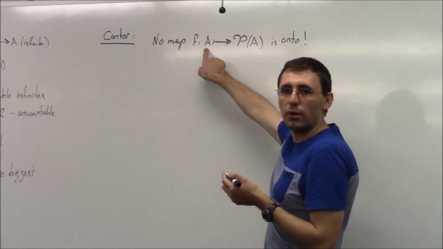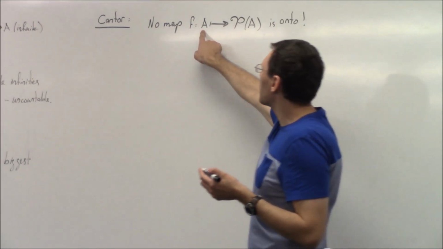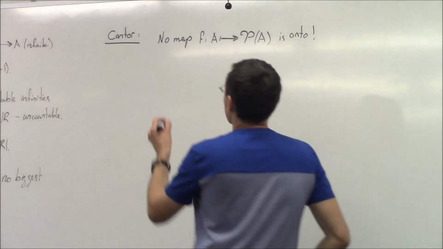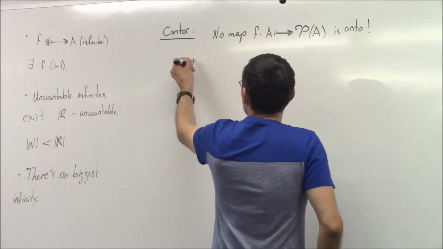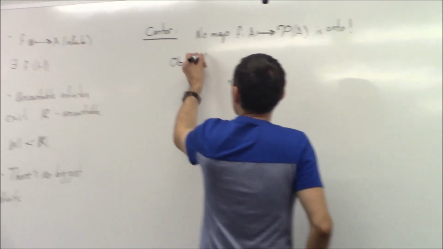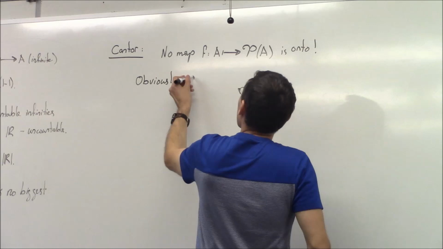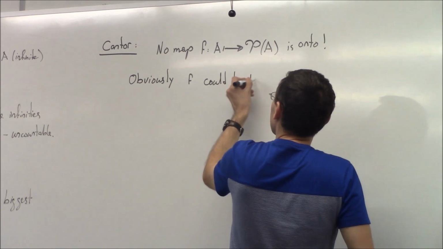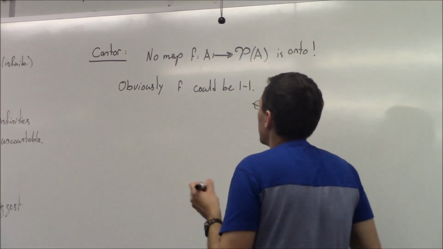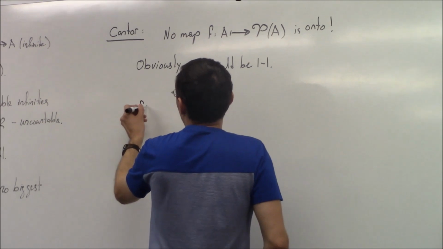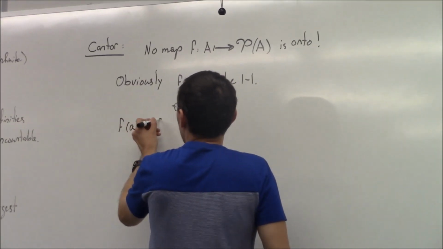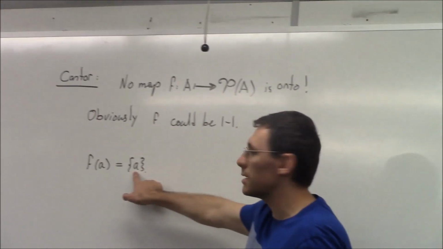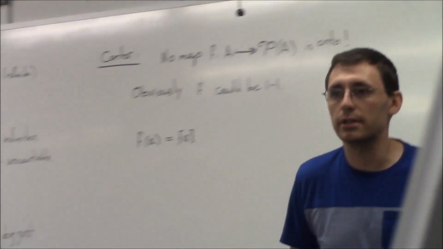Obviously, an f that is one-to-one will exist, correct? How do I create this map? I just take each element into its package. Obviously f could be one-to-one. Why am I saying obvious? Well, all I can do is define f of a to be the package {a}. That's going to be a singleton subset, so this is going to be injective.